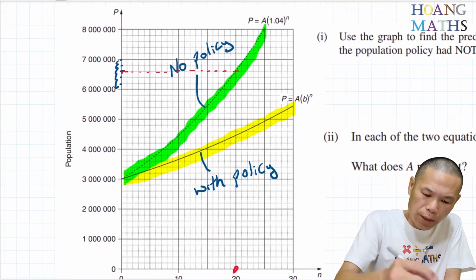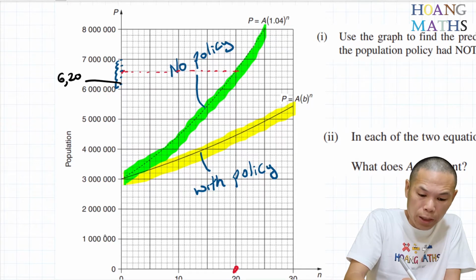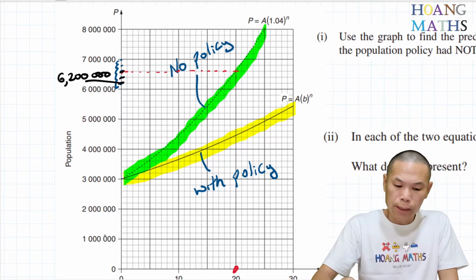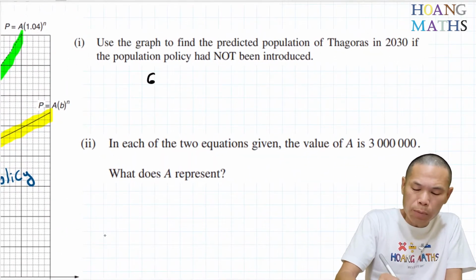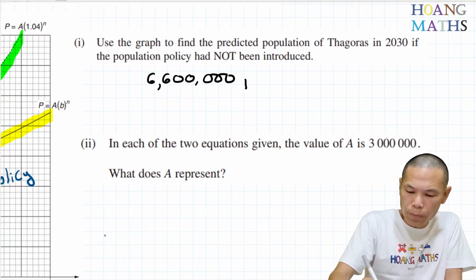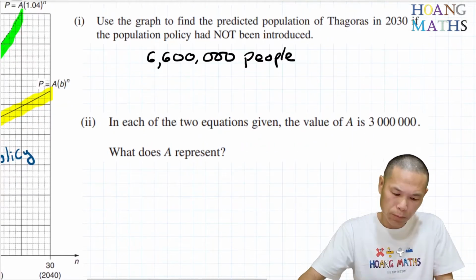So let me just write this down first. So each of these is 200,000. So we have 1, 2, 3. So 6.2, 6.4, 6.6. So let me just write this down. So 6,600,000 people. So there you go.